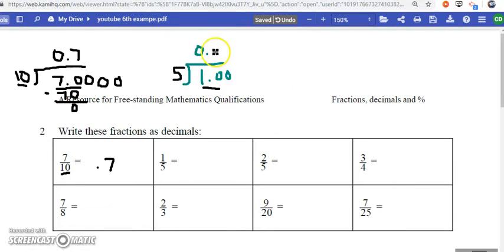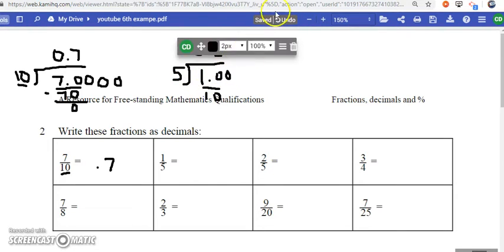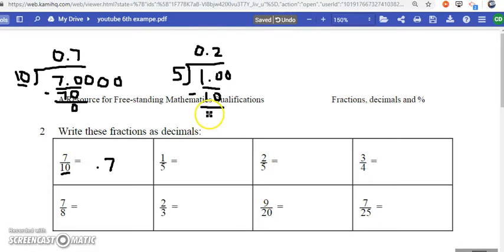5 goes into 10 2 times. 2 times 5 is 10. Remember, you multiply back out. And guess what? We have 0 as a remainder. Therefore, 1/5 is 0.2.